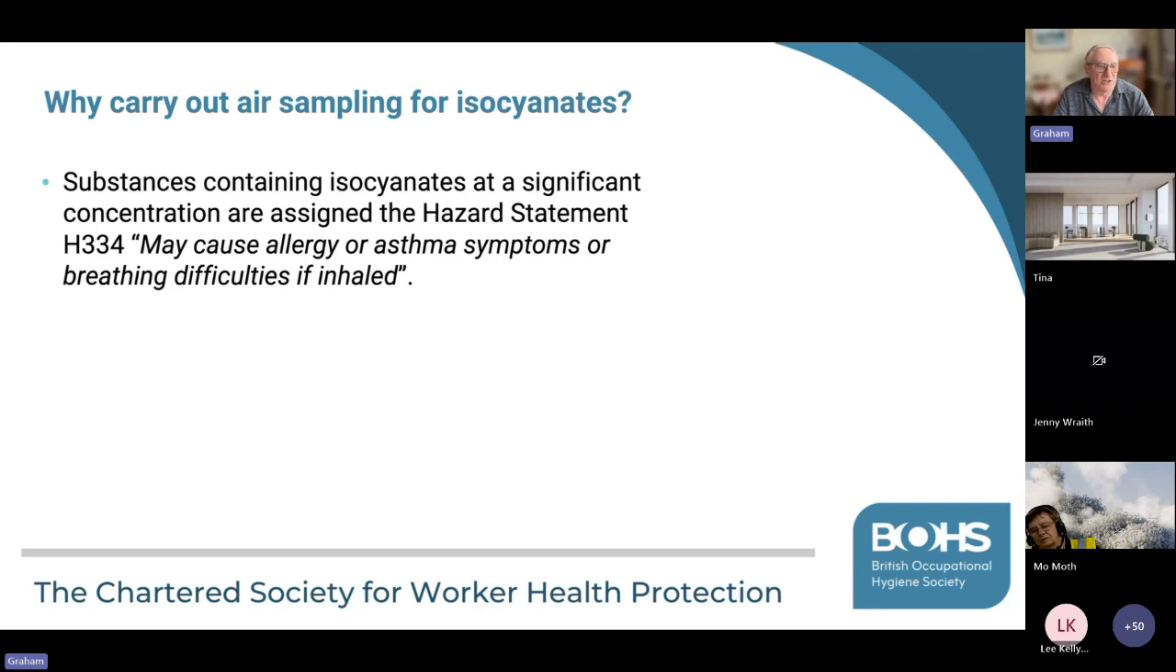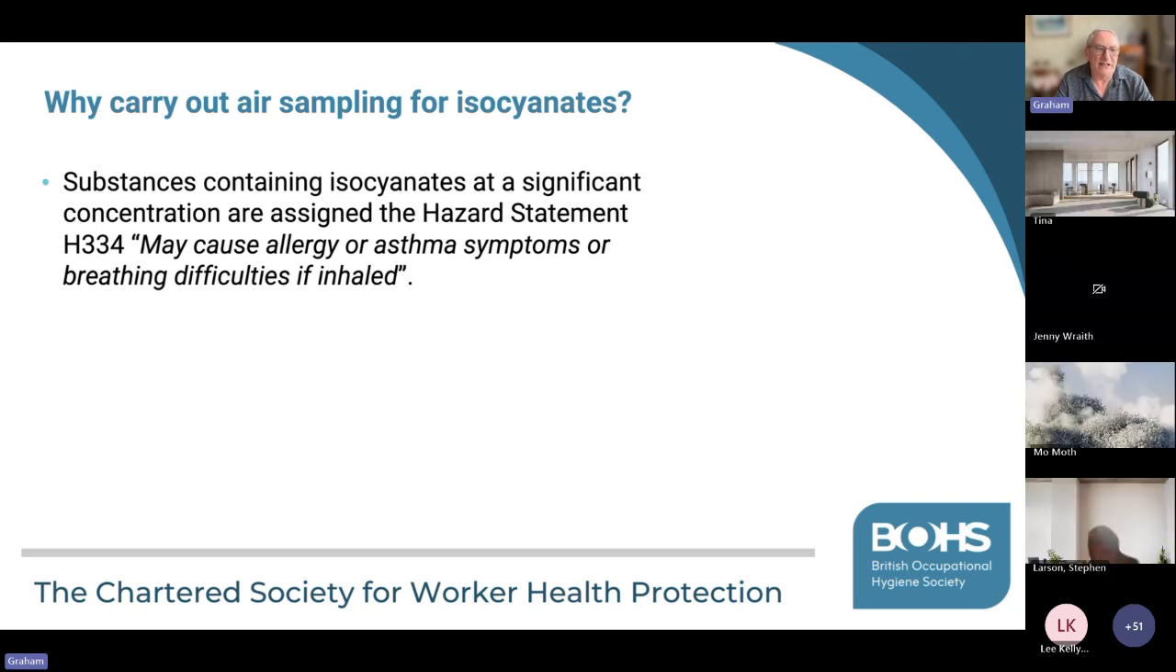When you come across isocyanates with H334, these fall into Group E, which is bad news if you're using COSH Essentials, because for Group E substances, you cannot use that approach and you need to engage a specialist to help you with the assessment. So hence, people using COSH Essentials will be put down the route of using a specialist like ourselves as occupational hygienists.